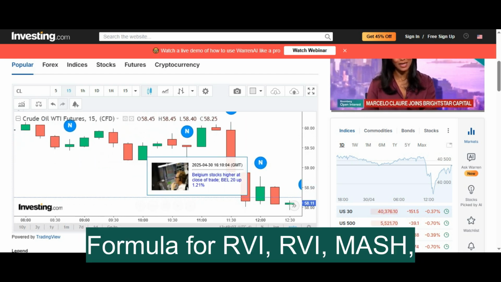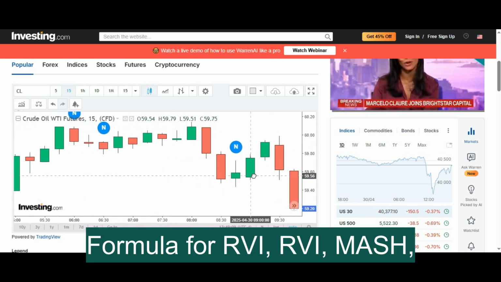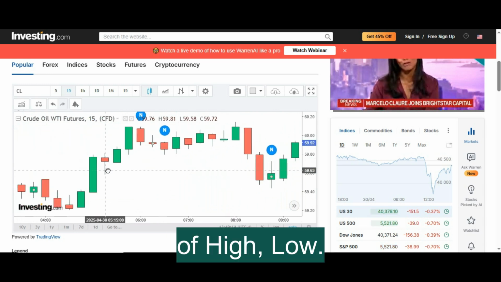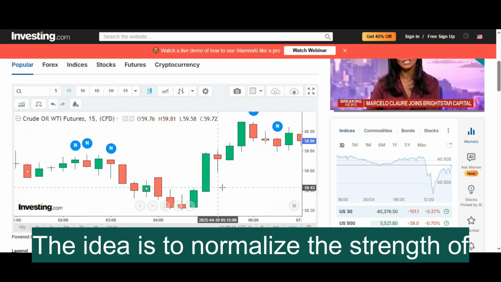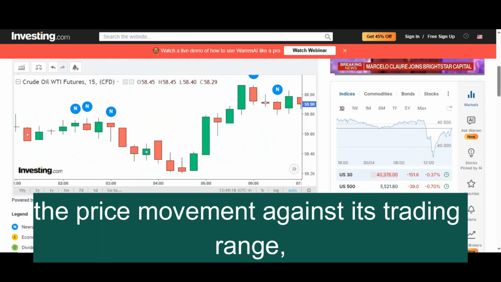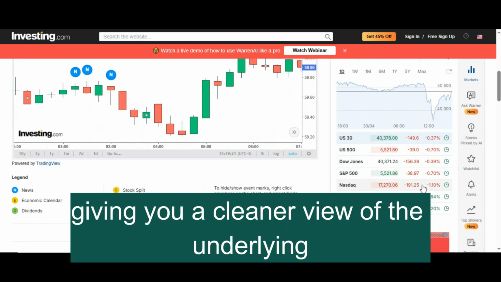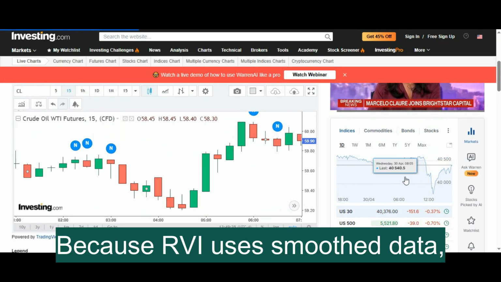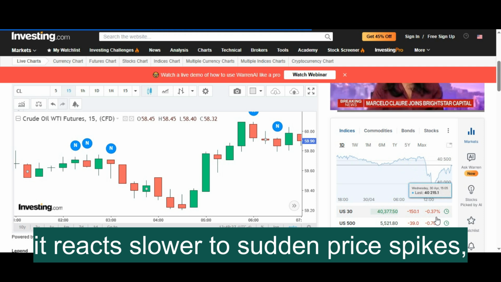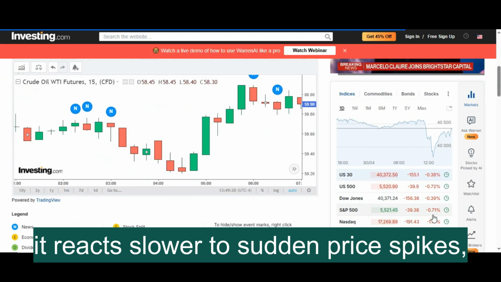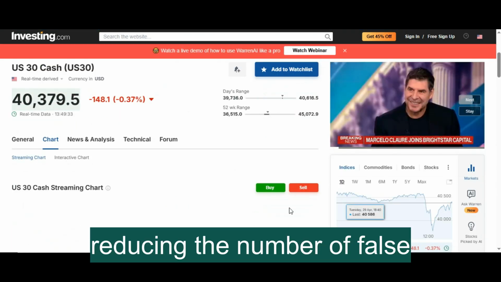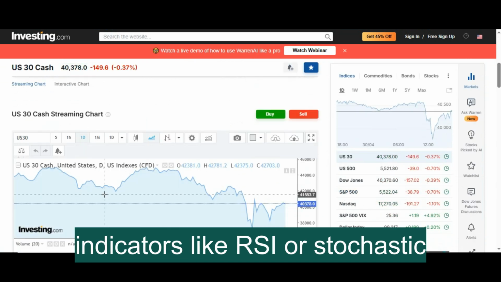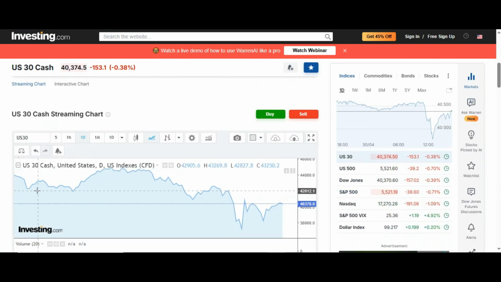Formula for RVI: the SMA of close minus open, divided by the SMA of high minus low. The idea is to normalize the strength of the price movement against its trading range, giving you a cleaner view of the underlying momentum. Because RVI uses smoothed data, it reacts slower to sudden price spikes, reducing the number of false signals compared to faster reacting indicators like RSI or stochastic oscillators.